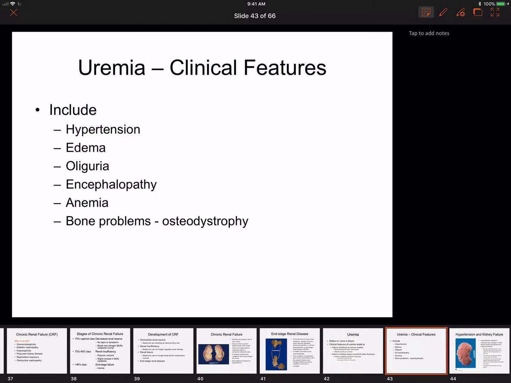Clinically, patients with uremia present with hypertension because the kidney is failing, edema because it's leaking protein, oliguria, and because of the accumulation of the toxic products, the brain may be involved. This is kind of like when we talked about, or we'll talk about it next week, cirrhosis within the liver and how toxins will build up. Anemia, because there is decrease in erythropoietin, and bone problems, simply because there is no activation of vitamin D, low calcium level, and bones will start to suffer.